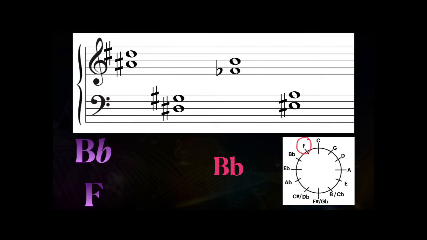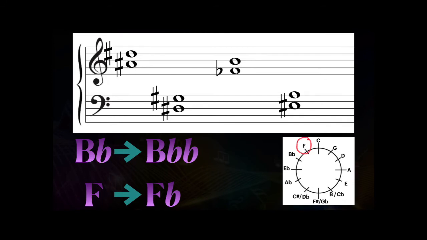Now we need to adjust both pitches by a chromatic half step. If we move F down to F flat, and we move B flat down to B double flat, we keep the same interval, a perfect fourth. So the correct answer of what is a perfect fourth above F flat is B double flat.